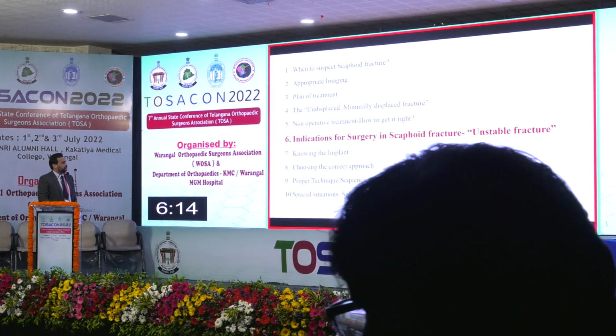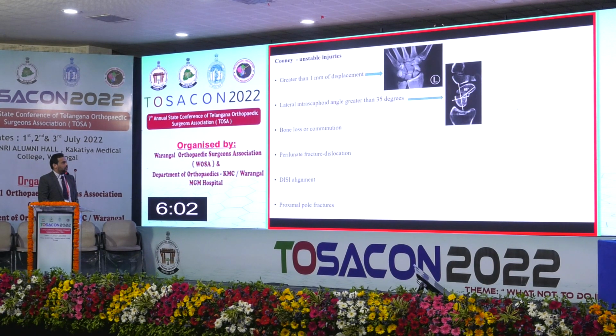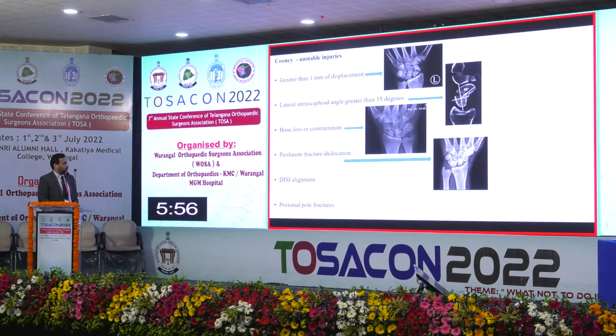What are the indications for surgery in unstable fractures? Any humpback deformity or collapse of the scaphoid is unstable. Any comminution is unstable. A perilunate fracture dislocation is unstable obviously, and if there is DISI or SL angle abnormality it is unstable, and proximal pole fractures are always unstable. So these have to go for surgery, or rather you shouldn't be putting them in a cast.